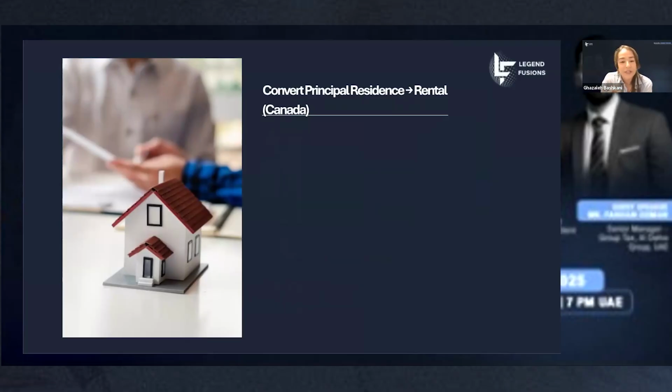Miss Beanish, what tax implications arise when someone converts their principal residence into a rental property in Canada?